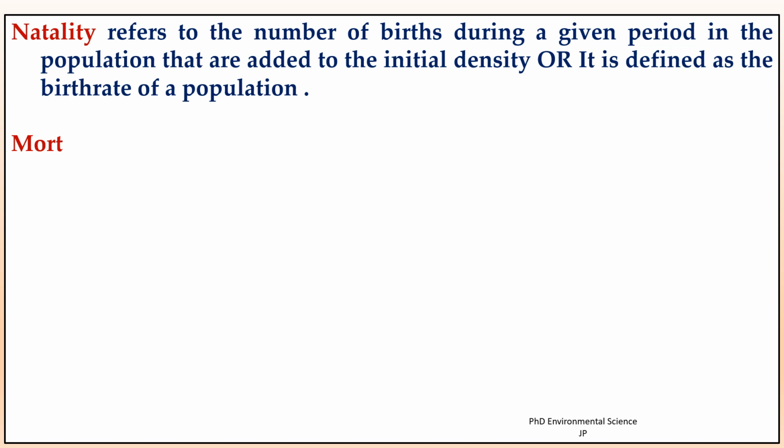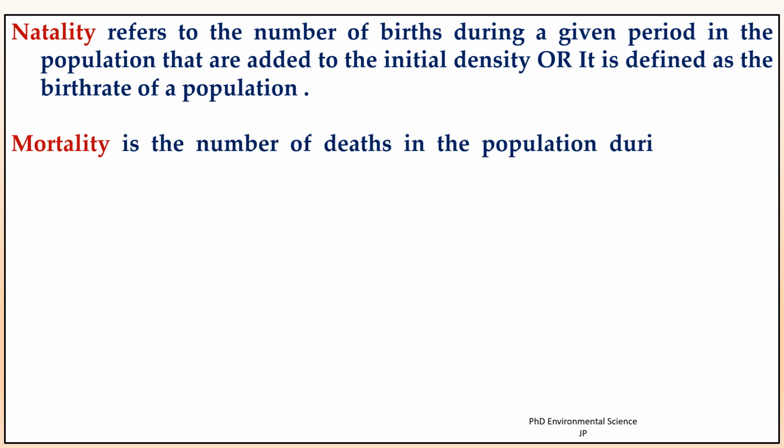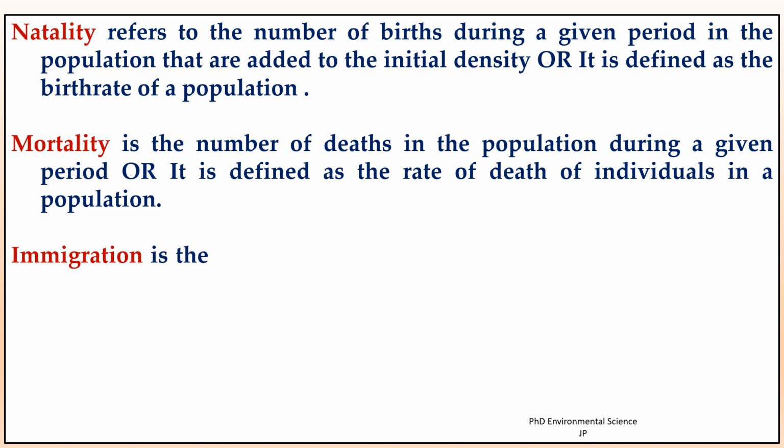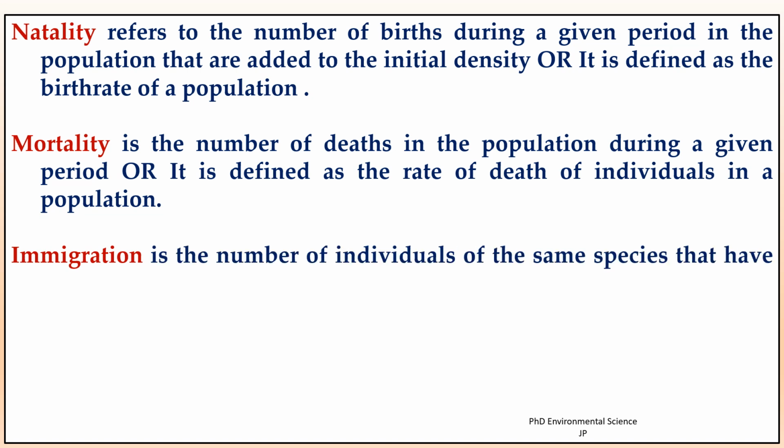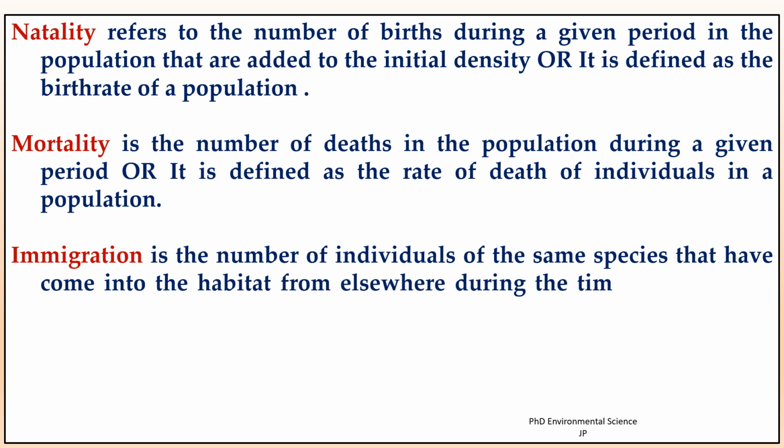Mortality. It refers to the number of deaths occurring in a population during a specific period. Similar to natality, it is often expressed as a death rate, typically calculated as the number of deaths per thousand individuals in the population per year. It influences population size and dynamics. High mortality rates can lead to population declines, especially if they exceed natality rates.